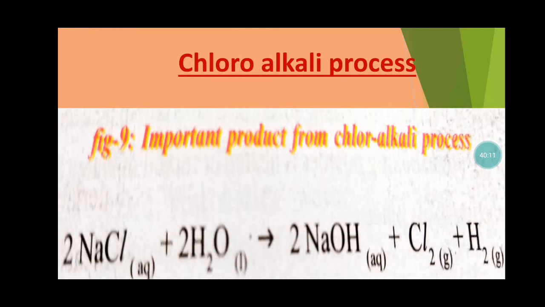Now, what happens whenever an NaCl molecule dissociates in water? When electricity is passed through, it forms sodium hydroxide, chlorine gas, and hydrogen gas.